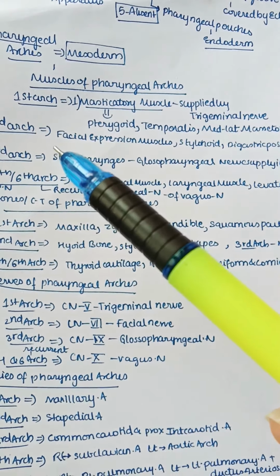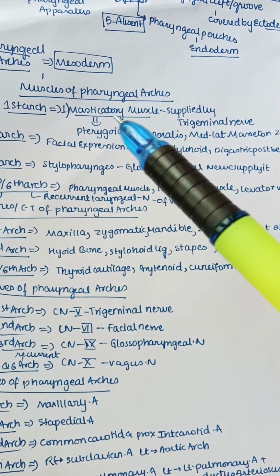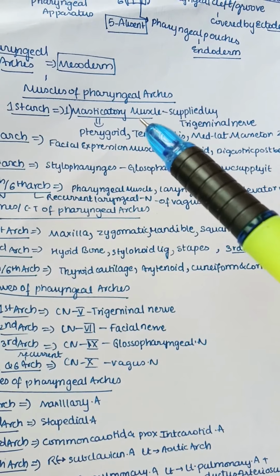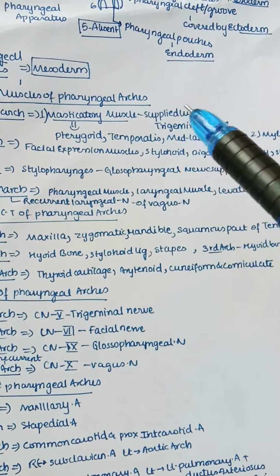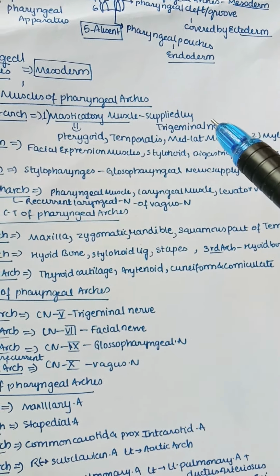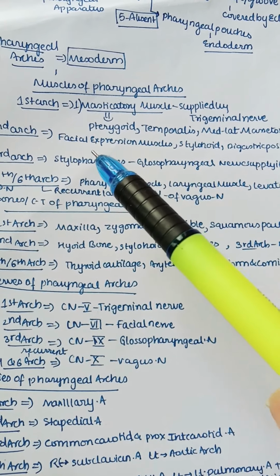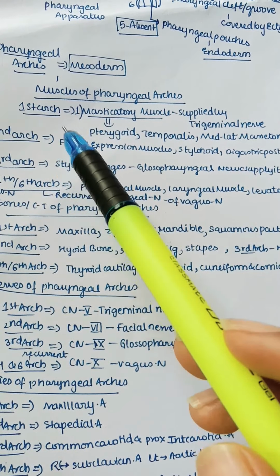The first arch mainly forms the masticatory muscles. From the name you can understand they are useful mainly for eating food. It is supplied by the trigeminal nerve, and the masticatory muscles are the pterygoids, temporalis, medial and lateral, masseter, mylohyoid, digastric anterior belly, and tensor veli palatini. All these are muscles used for mastication, and these are developed by the first arch.